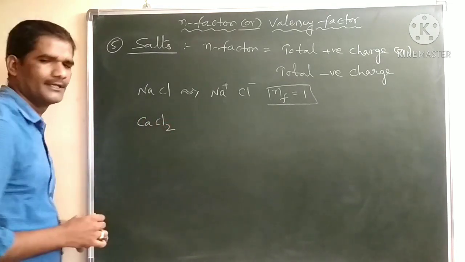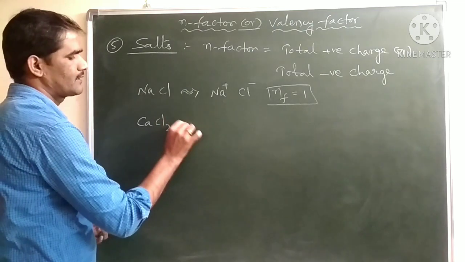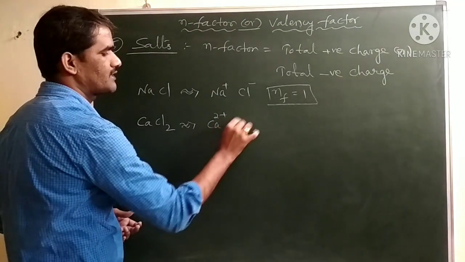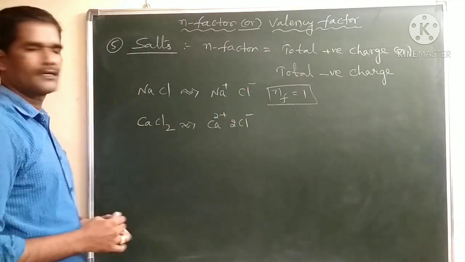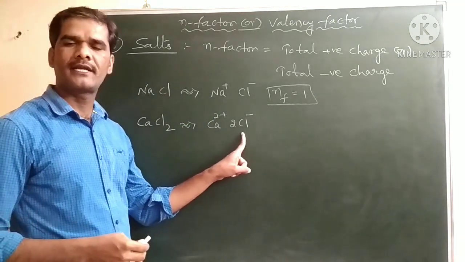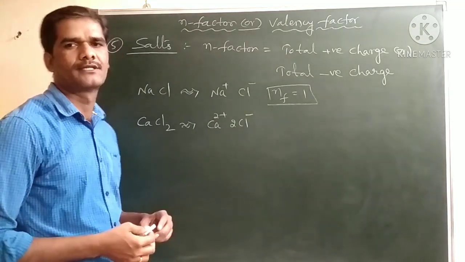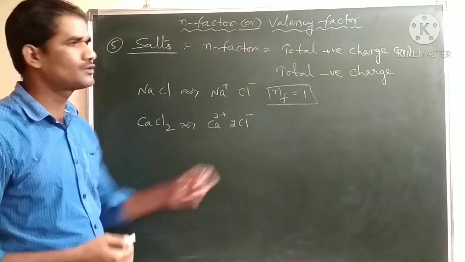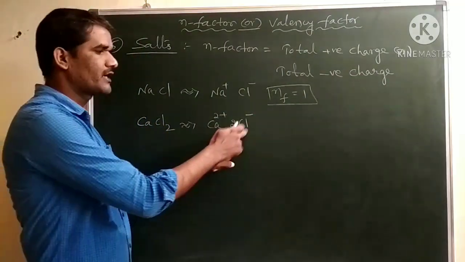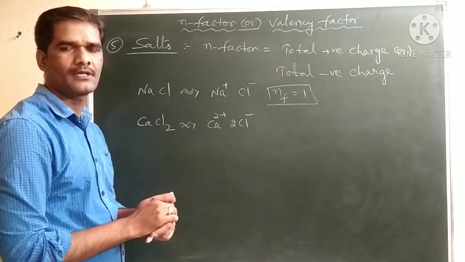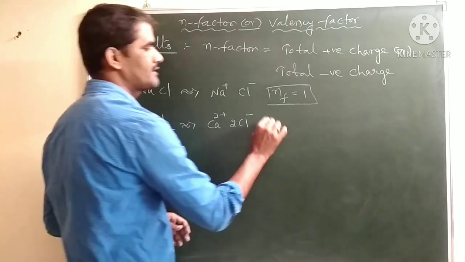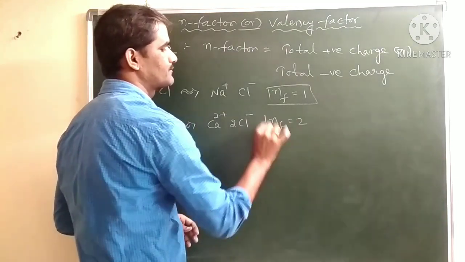Take calcium chloride. Generally, calcium chloride is calcium 2 plus and 2 Cl minus. Here the total positive is 2 for calcium 2 plus, and chlorine carries only one negative, but here we have 2 chloride ions. So what is the N factor actually? Total negative or total positive? Calcium plus 2, chlorine minus 1, but 2 chlorines are there, so minus 2. Plus 2, minus 2. Again the N factor in this case is 2.